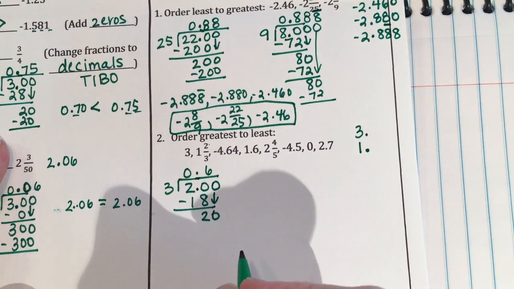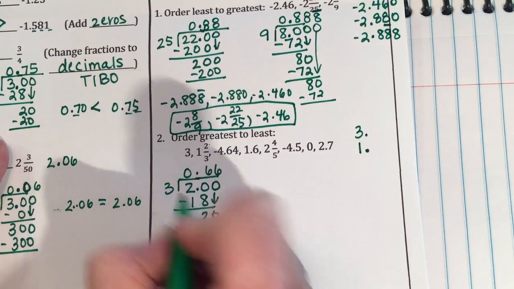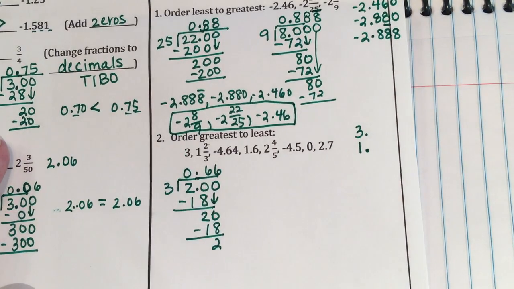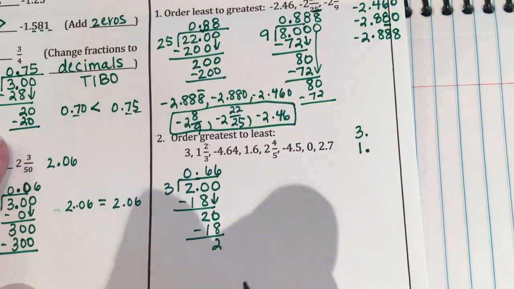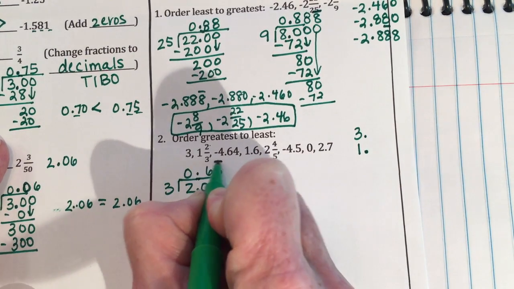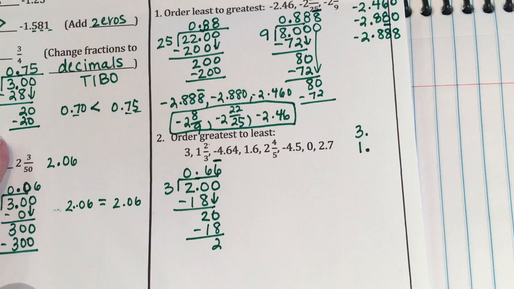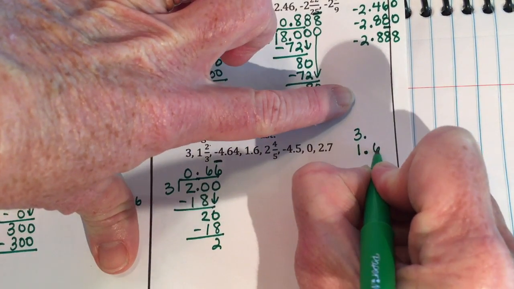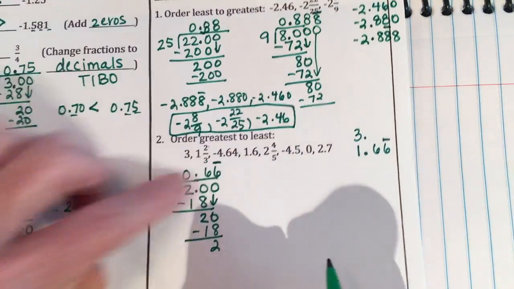3 will go into 20 how many times? 6 times. 6 times 3 is 18. I subtract, I get what? 2. What's happening? It's repeating. How do you show a repeating decimal? That line above the digit. All right, so I'm going to add that over here with the 1 and have 1.6 repeating.